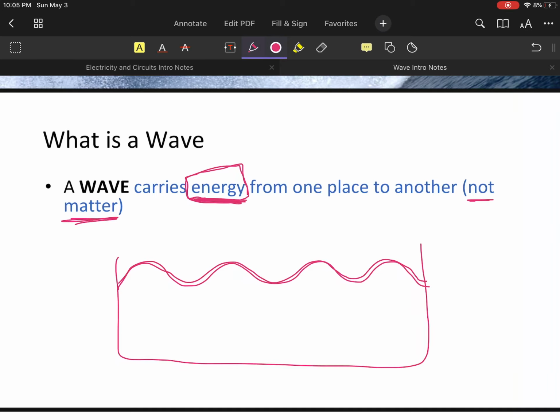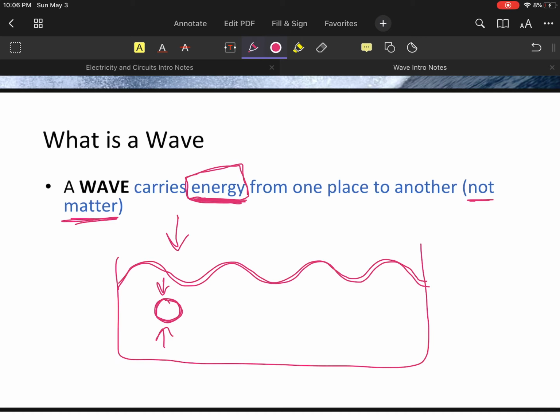Okay, if I was to drop a ball, some kind of ping pong ball, something that floats, down in the water, right? What do you think would happen with the ball? Would it move to the other side of the container with the wave, or would it just bob up and down? Well, if you guessed it would just bob up and down, then you would be correct.